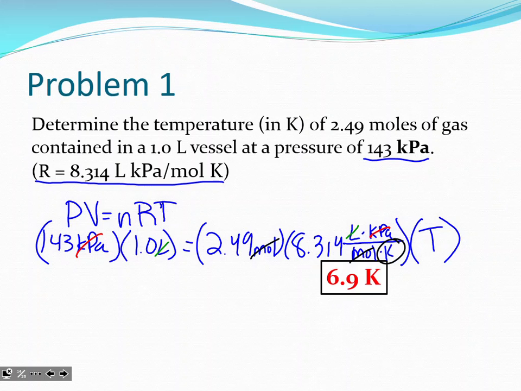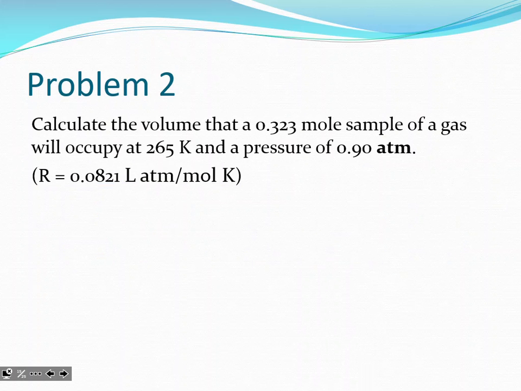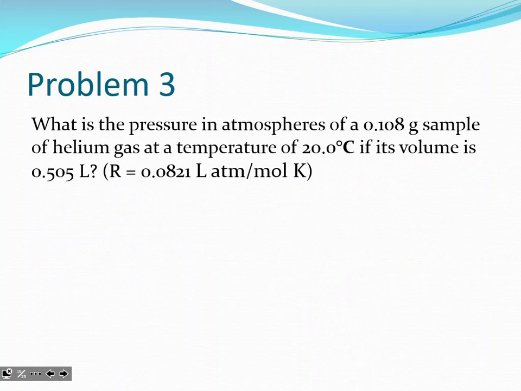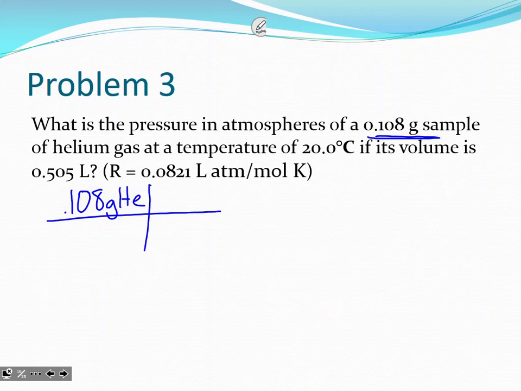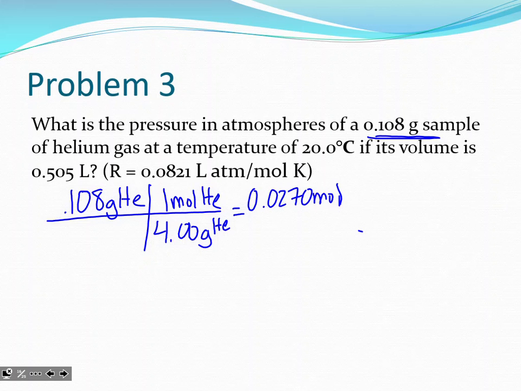One other thing, I want to do one more. I have like 2 or 3 minutes. I'm going to skip problem 2 and go on to problem 3 because it's a little bit different. Let's look at this one real quick. What is the pressure in atmospheres? So it wants ATM. But here it gives you grams. It doesn't give you moles. So what do you do with that? You must change it to moles first. So I have grams of helium. I need to change that to moles of helium before I can even begin. I'll just do it for you real quick because we're running out of time. That ends up being the mole number for the helium.